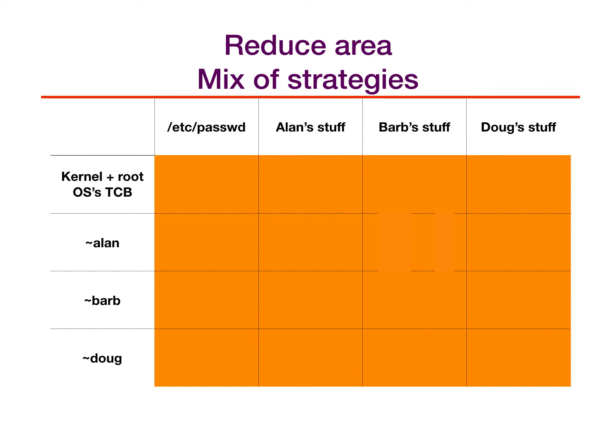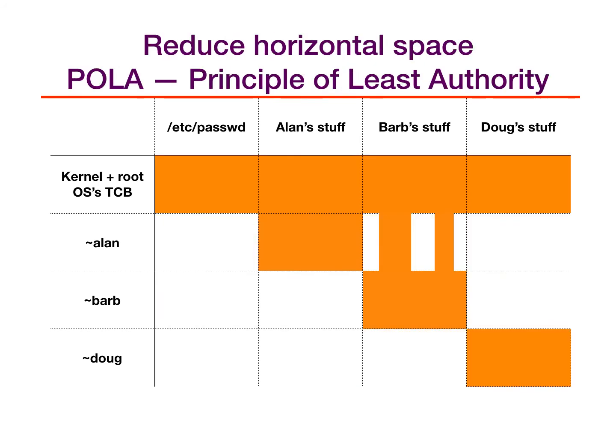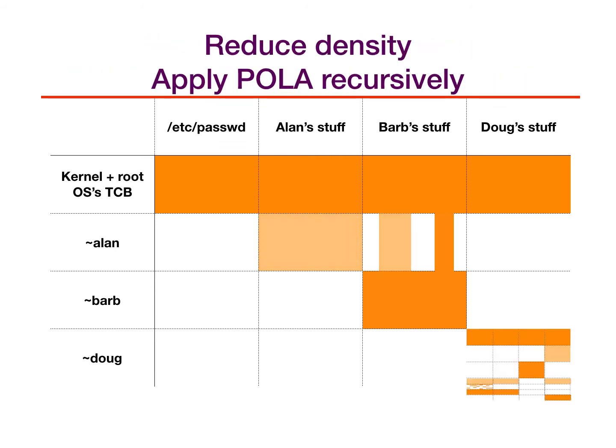So let's revisit what we just showed and take a look at the overall mix of strategies we can use to further reduce the attack surface. We started off with a complete access matrix. Then we reduced the horizontal space within each row by applying the principle of least authority. Alan only needs access to Alan's stuff and the part of Barb's stuff that Barb wants him to operate on. And Alan doesn't need anything else, so his least authority doesn't consist of anything else. That's the principle of least authority at this scale. But then what we saw is recursively going into each of those boxes and applying the same thing in turn. That's the Menger sponge analogy.